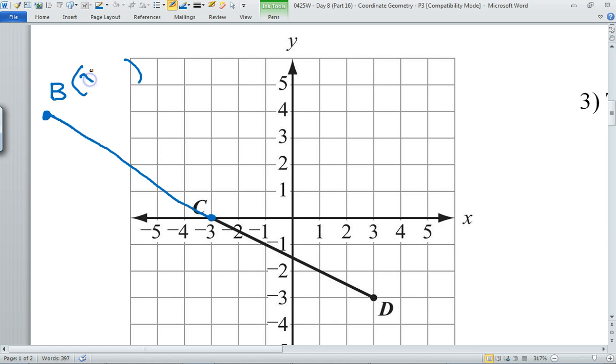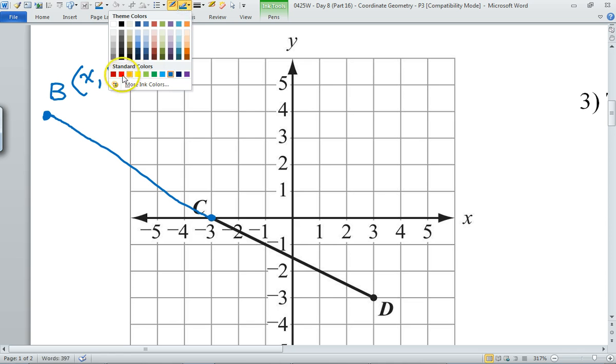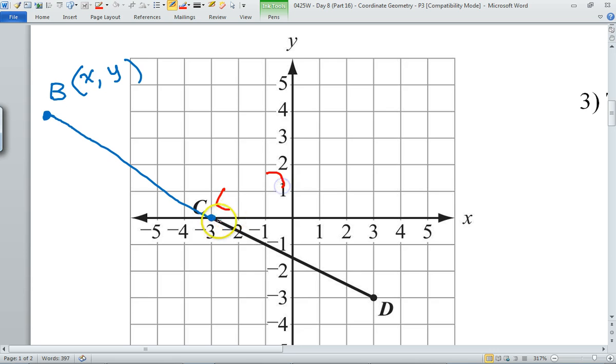Okay? So point B, I don't know what it is. We're supposed to find it. So I'm going to call it (x, y) for now. Now, point C, I can see what the coordinates of point C are. It is (-3, 0). And I can see what the coordinates of point D are. That's (3, -3).